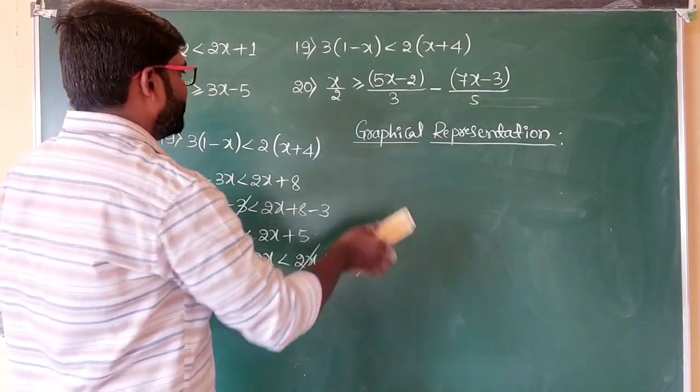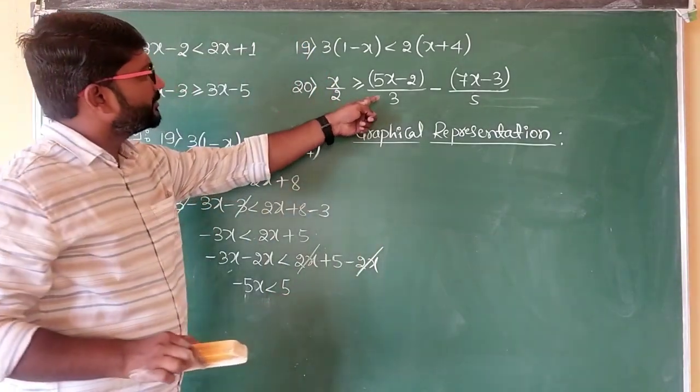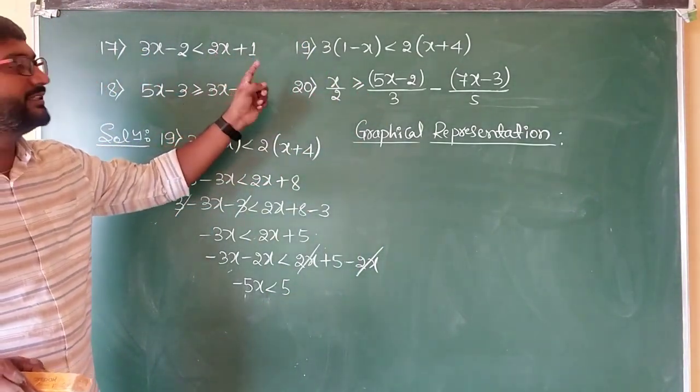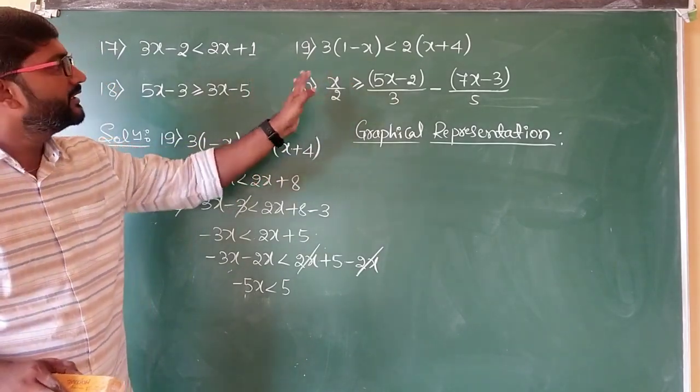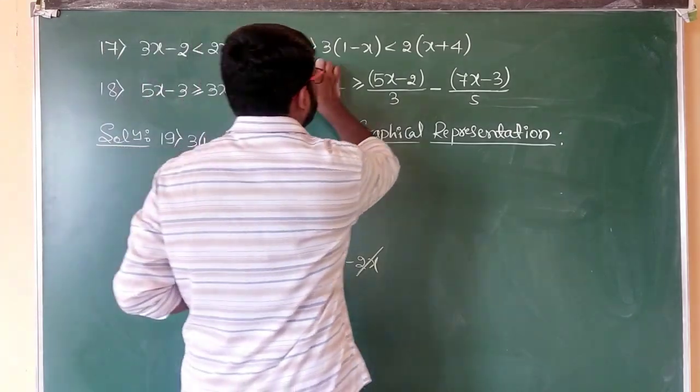So for the time being, I'll be rubbing this off. The 20th question is just similar to the 15th one. There it was x by 4 and here it is x by 2. That is the only difference. So you will have to take it as an assignment.